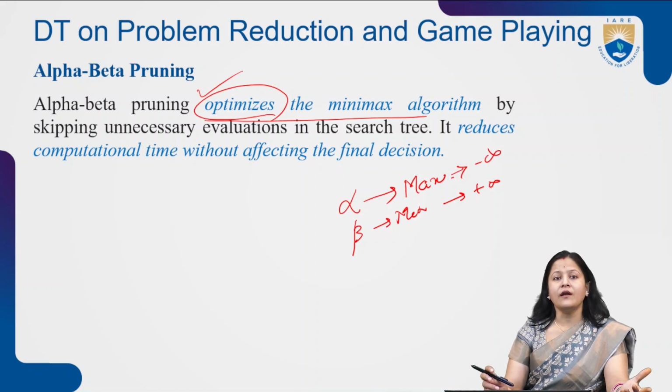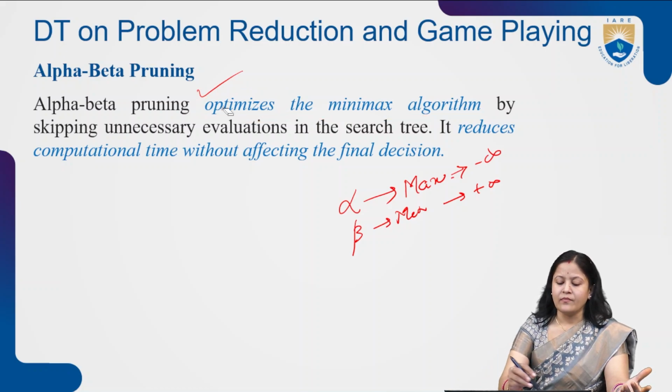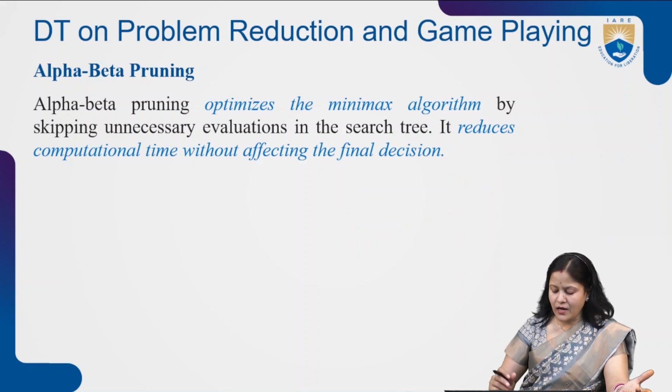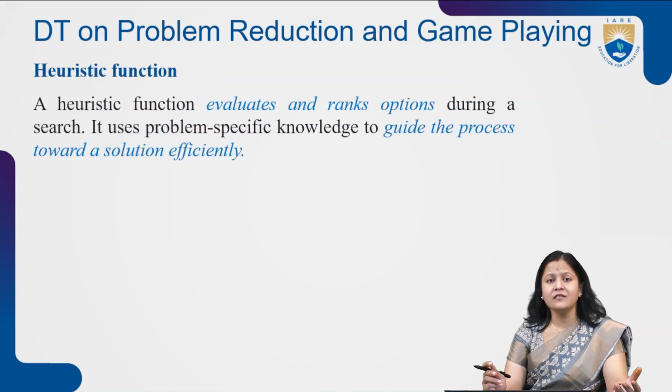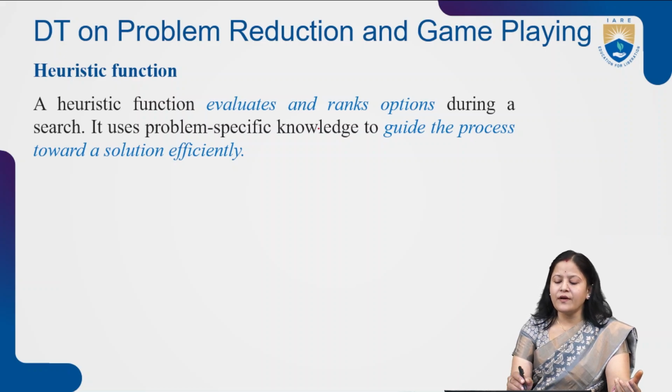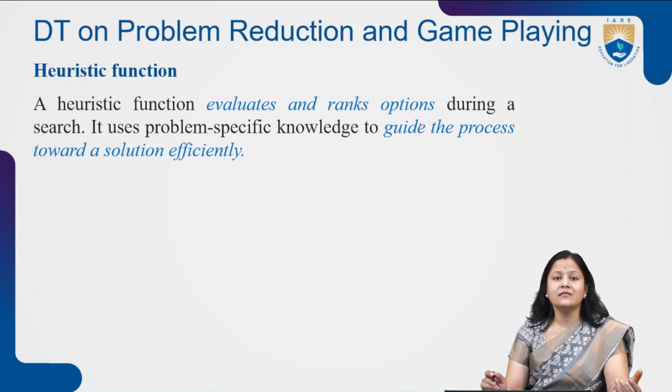That is why it is called alpha beta pruning. And this type of algorithm is used in search spaces, even in game playing techniques. The next term is heuristic function. A heuristic function is a function which evaluates and ranks options during a search. It uses problem-specific knowledge to guide the process towards a solution efficiently.